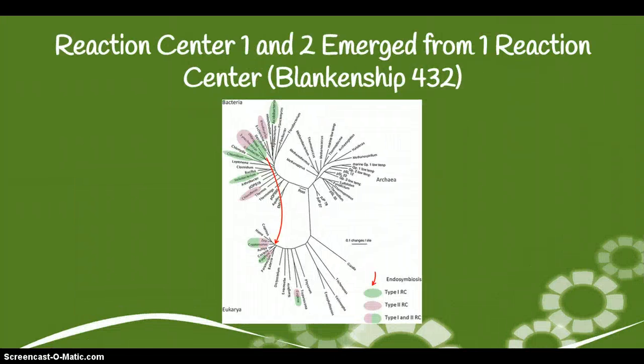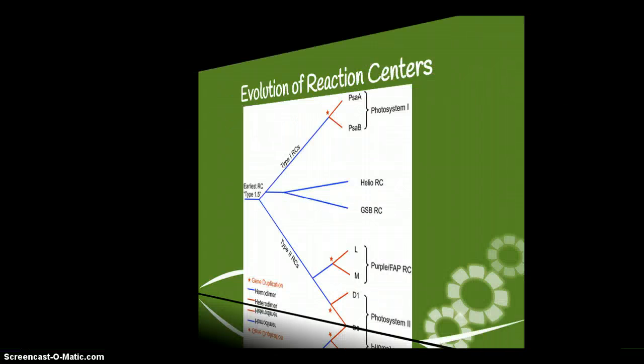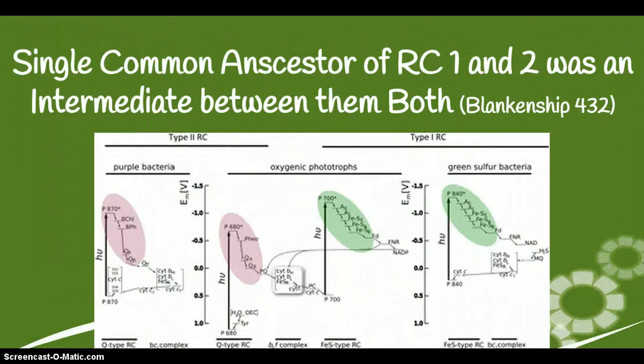Evidence suggests that all reaction centers evolved from a single common ancestor that was an intermediate between reaction center 1 and reaction center 2. Both reaction centers came to be in a single organism through a fusion of two organisms with one reaction center each. The organisms with the two reaction centers then began to develop the ability to oxidize water.